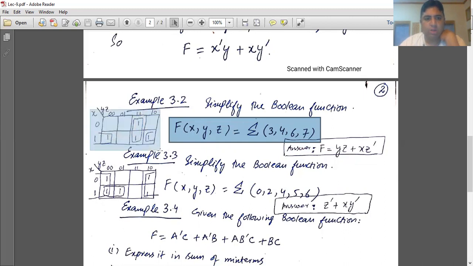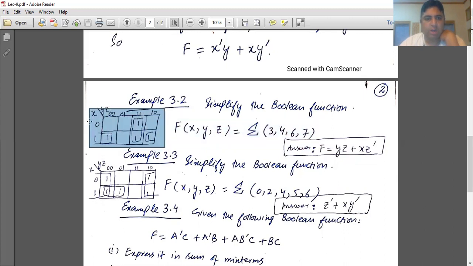So first of all, make this three variable K-map xyz. X is 0 and 1 here, and yz is 0 0, 0 1, 1 1, 1 0 here. What is the minterm number 3? Minterm number 3 means 0, 1, 1. This is x is 0 and this is 1, 1. You put a 1 in this square. The next one is minterm 4. Minterm 4 means 1, 0, 0. This is x is 1 and yz is 0, 0. You put a 1 here. 1, 0, 0 is this square.